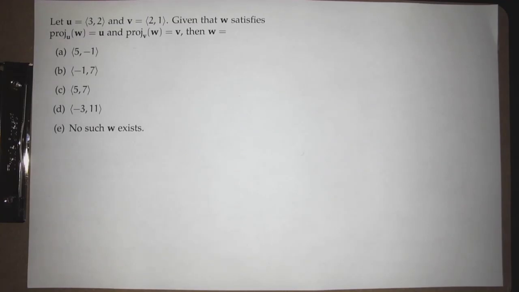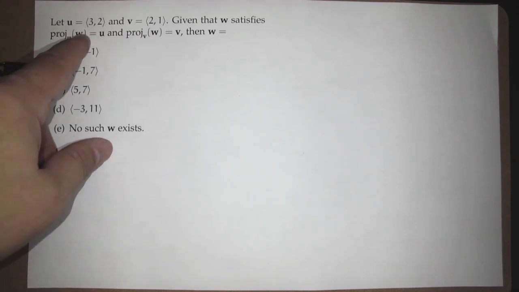So we should get started with, as we normally do, a multiple choice problem. I hope some people have had a chance to try this one. We have a vector (3, 2) and another vector (2, 1). And we're told W is this other vector, and it satisfies the following.